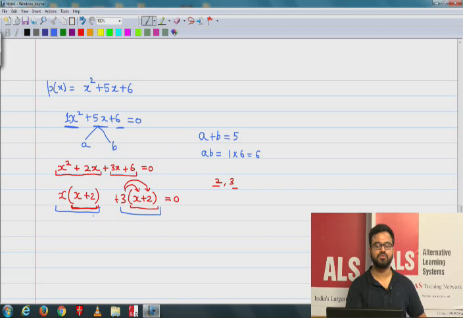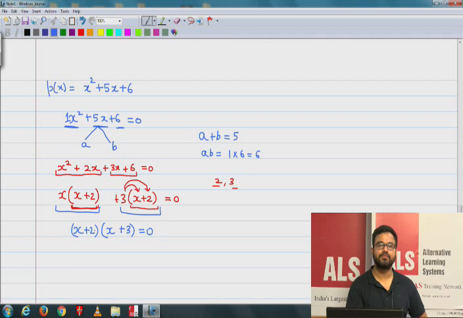Out of these two terms, you can see x plus 2 can be taken out as common. So when we take x plus 2 as common, from the first term we will be left only with x, and from the second term we will be left only with 3. This is called the factorization. So the factors are x plus 2 into x plus 3, and that is equal to 0.